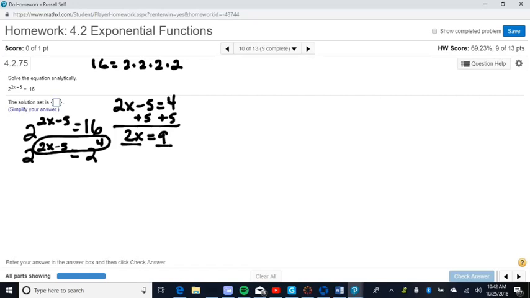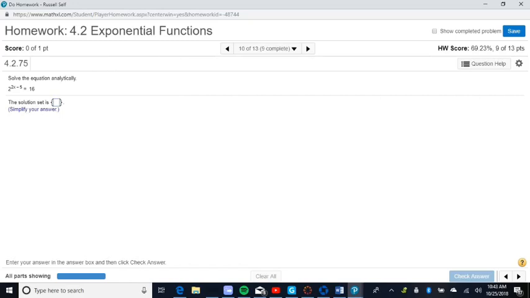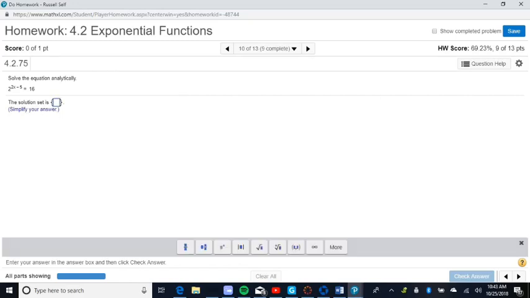X times 2 is multiply, so the opposite of multiply is divide. So that divides out, gives us x equals 9 over 2. Okay? And that won't simplify because 9 won't divide evenly by 2, so we're just going to type it in as a fraction. Don't change it to a mixed number. Just type it as a fraction. So 9 over 2.